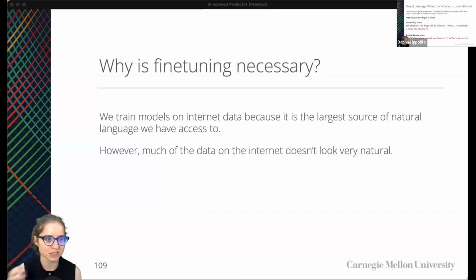So as I mentioned, fine-tuning is necessary because we train on internet data because it's the largest source of natural language, but it doesn't look very natural on aggregate, as we saw on the previous slide.